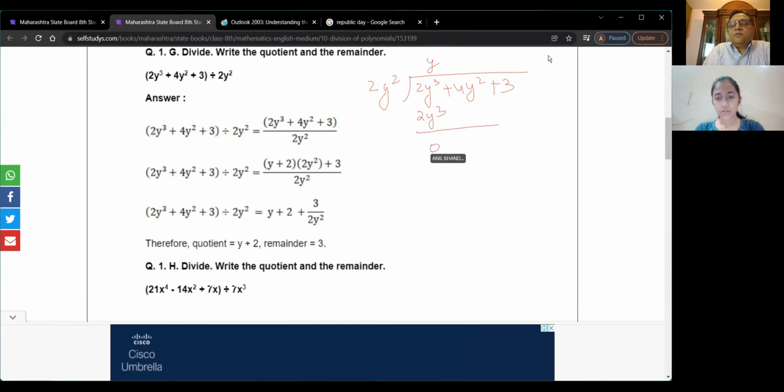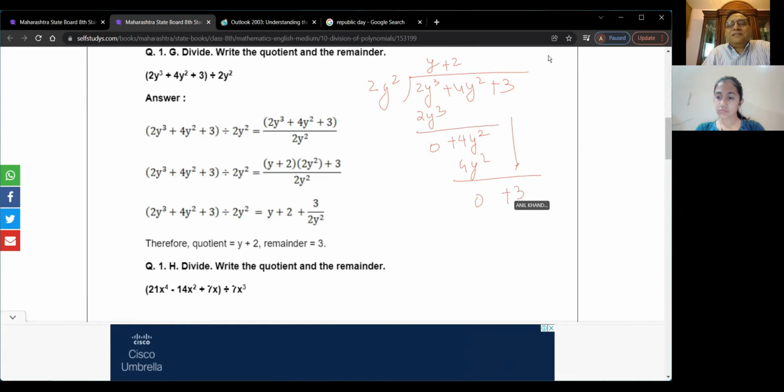Bring down the next term, which is plus 4y squared. So 2 goes 2 times, so plus 2, and y square 1 time. So when you do 2 times 2y squared, you get 4y squared. And here we get 0. And bring down 3, so we get plus 3.